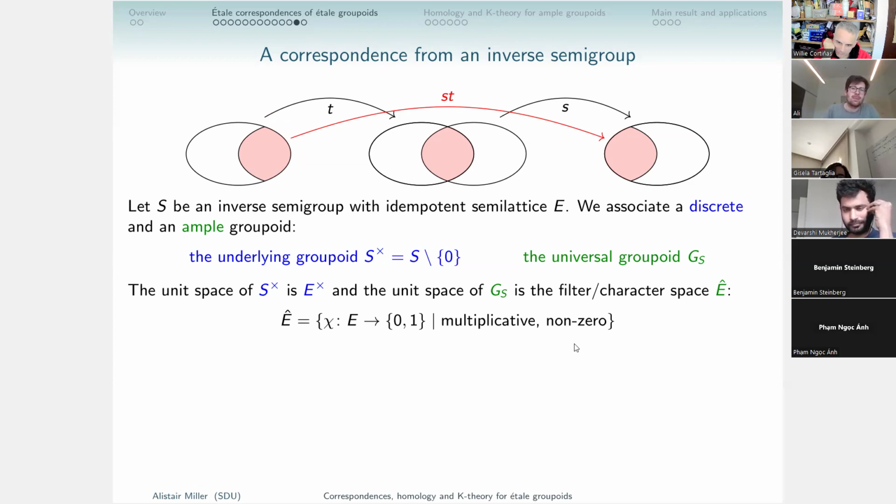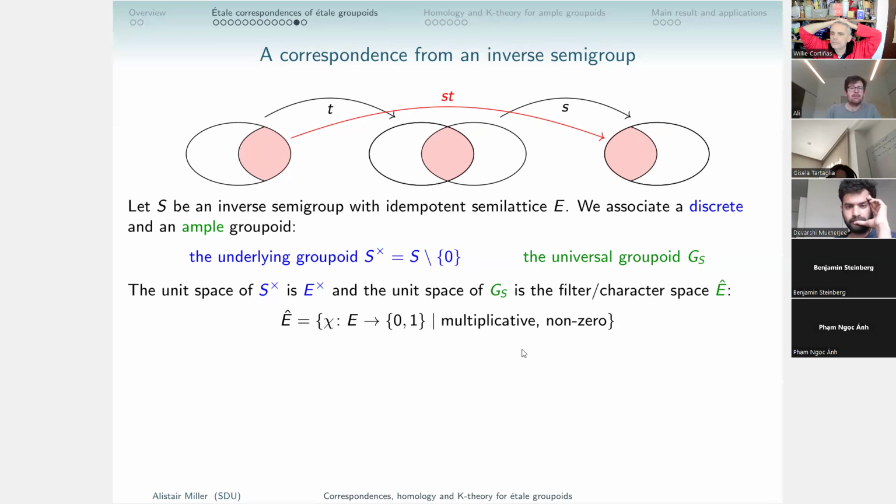And this gives us a groupoid structure, because now if the domain and range match up, then you can just compose them and you get actual complete composition, not just this partial composition. And the other groupoid I'm not going to describe completely. It's called the universal groupoid of the inverse semigroup. And this has more interesting topology. It's an ample groupoid, and its unit space is this thing called the filter or the character space.